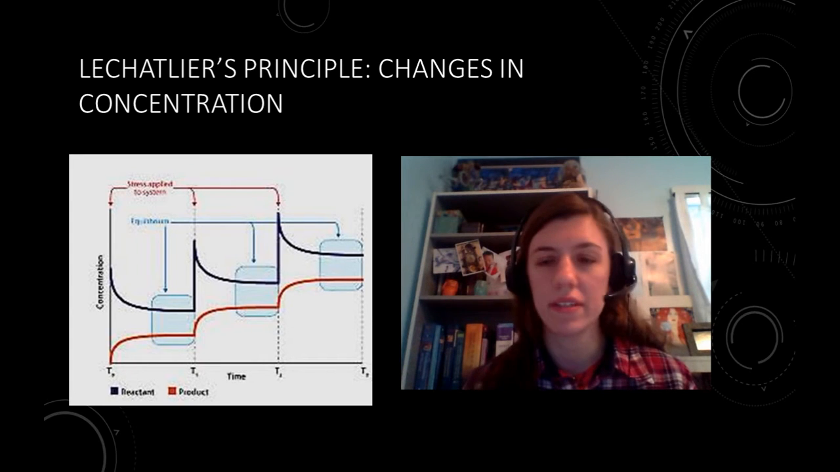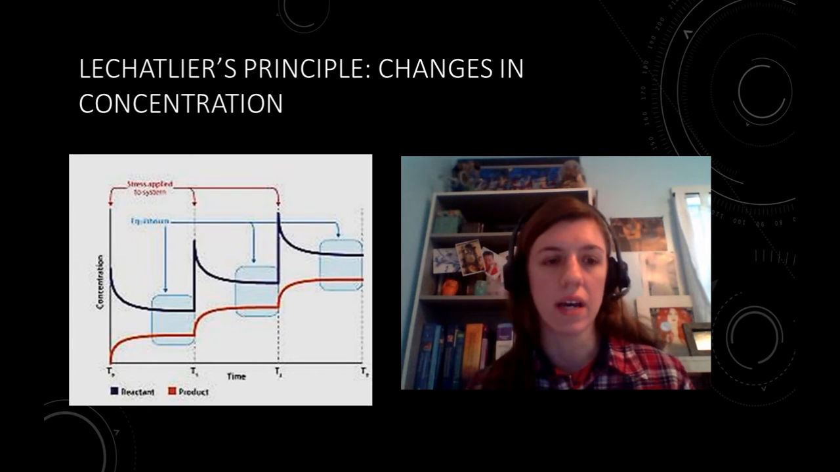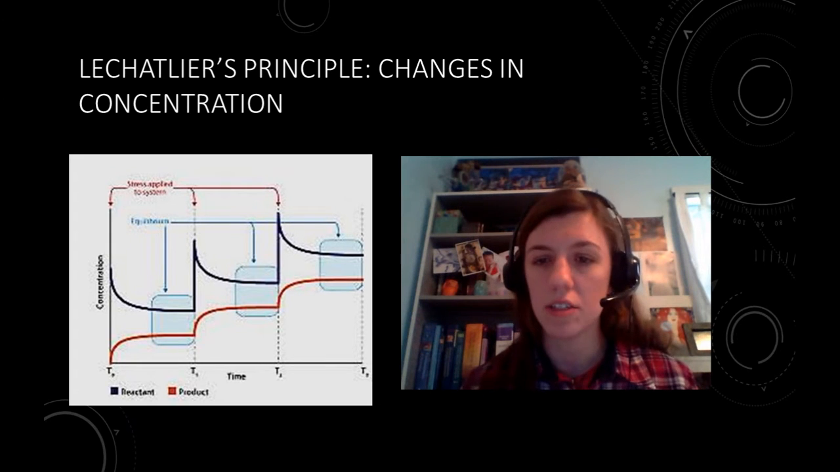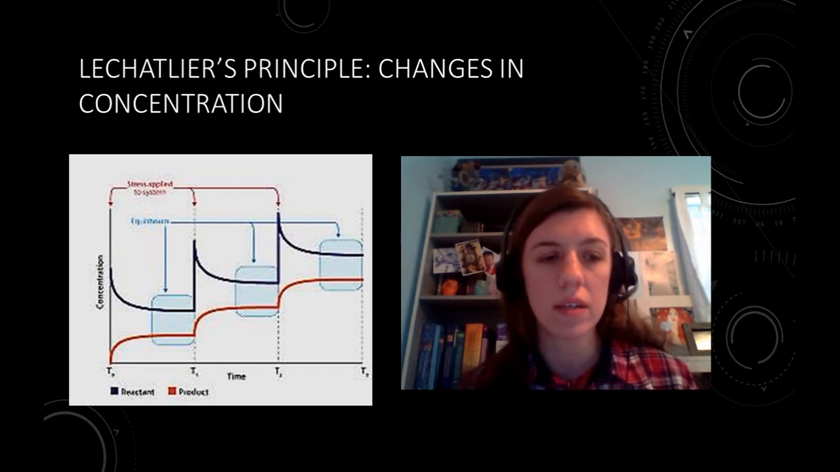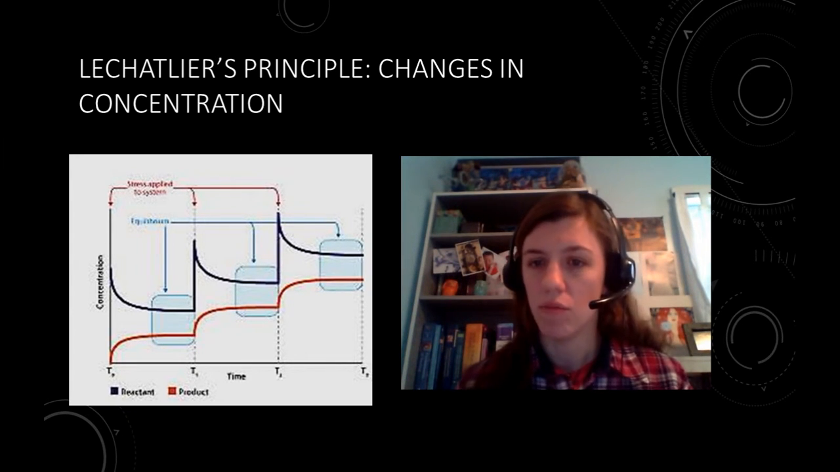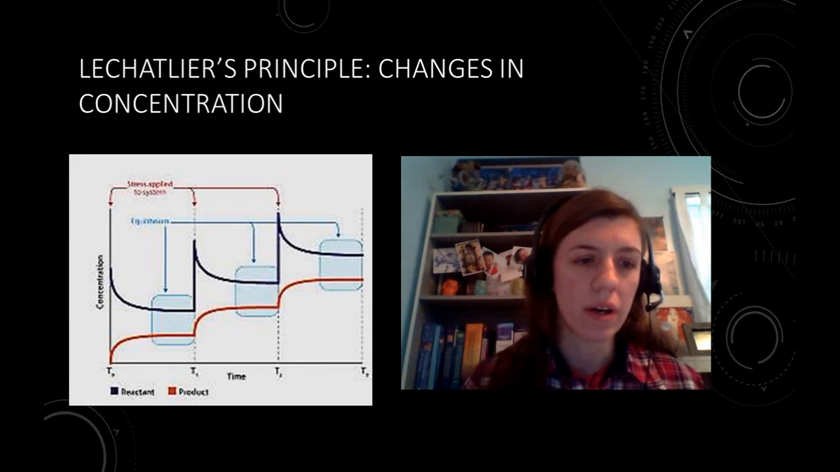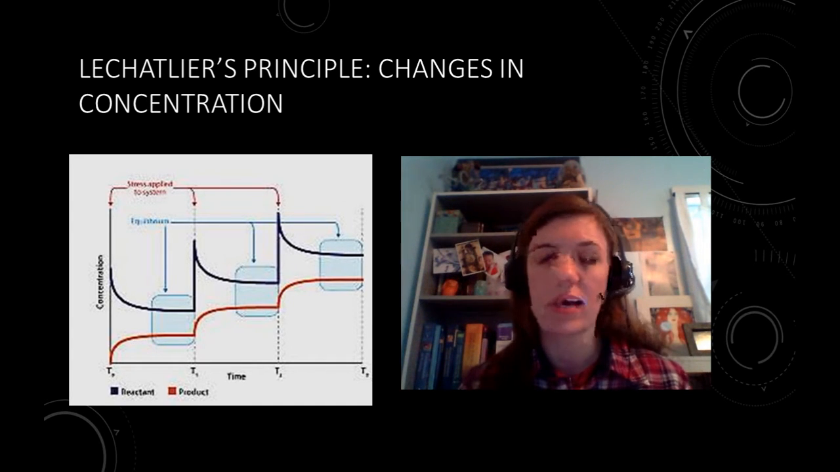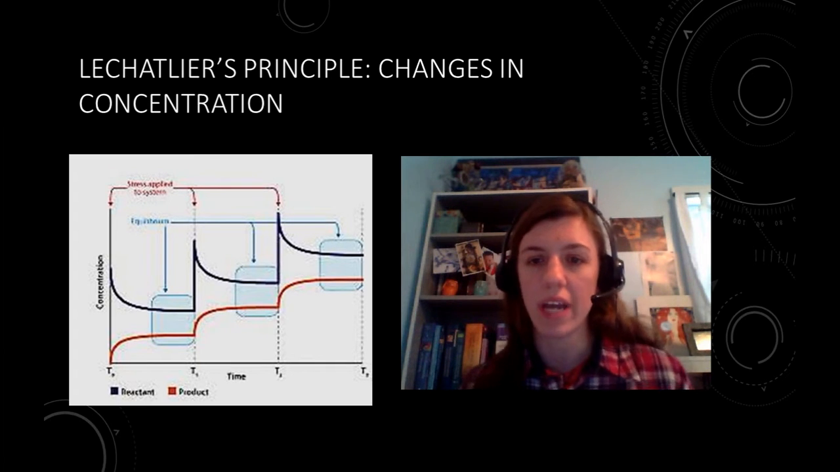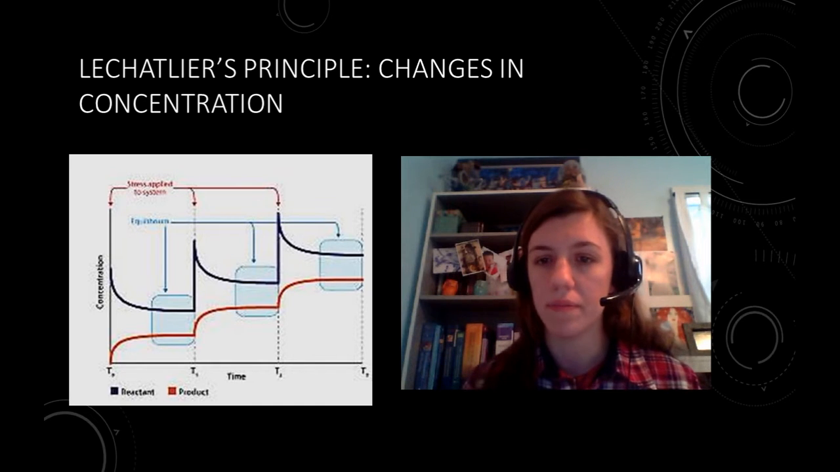So in this graph, it's very similar to the last graph that we looked at. What we're seeing is an equilibrium system that is being repeatedly stressed. And the way that this equilibrium system is being stressed is the blue reactant is being added more of. All right, so at first at time 0, we start off and we have 0 of the red product. We have some reactant. The reaction occurs and we reach equilibrium.